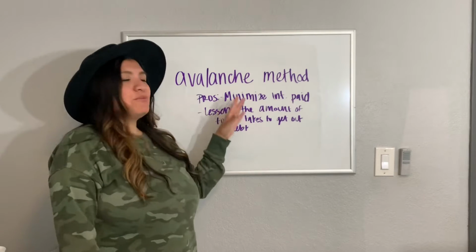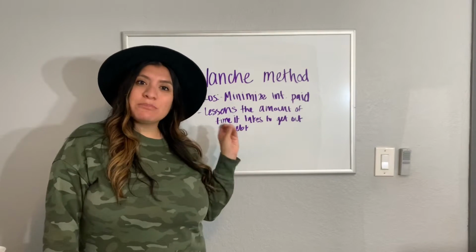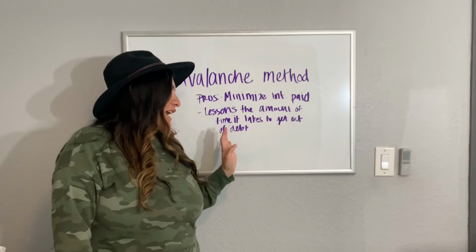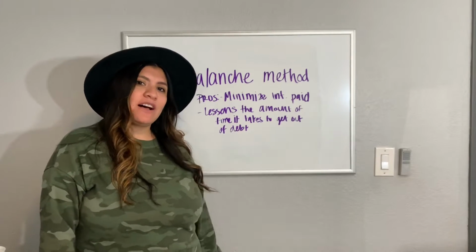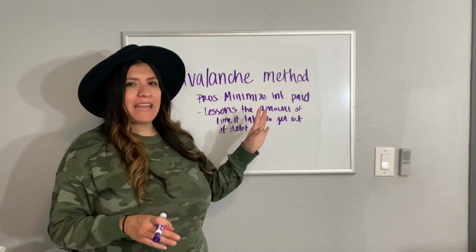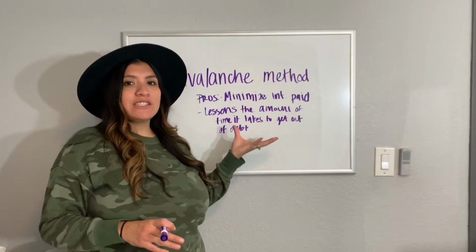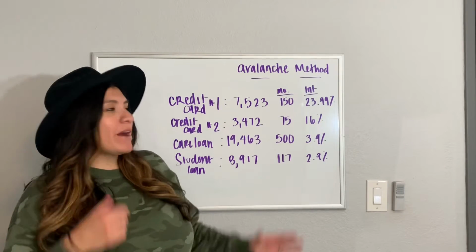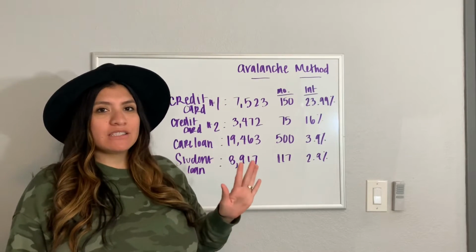So number 1 is you minimize the amount of interest paid. Number 2, you lessen the amount of time it takes to get out of debt for yourself. What I'm going to talk about next is the minimizing interest paid. So I'll show you how to list your debt using the Avalanche Method next. So now I'm going to show you hypothetical numbers in regards to debt.